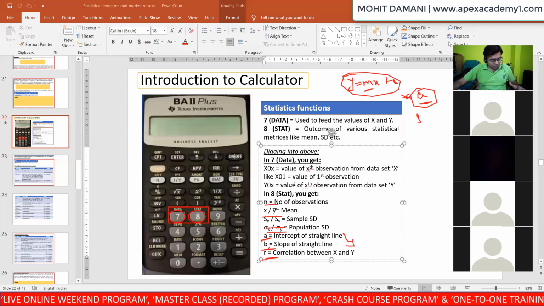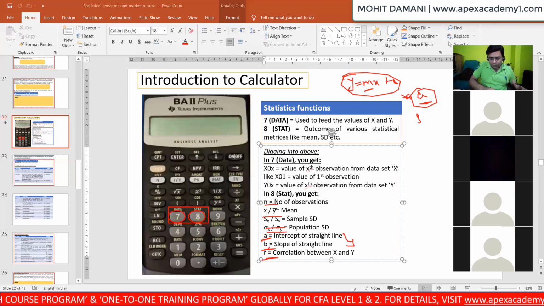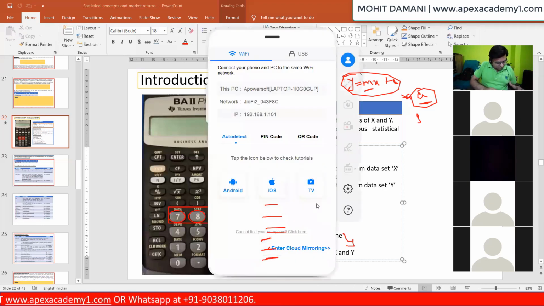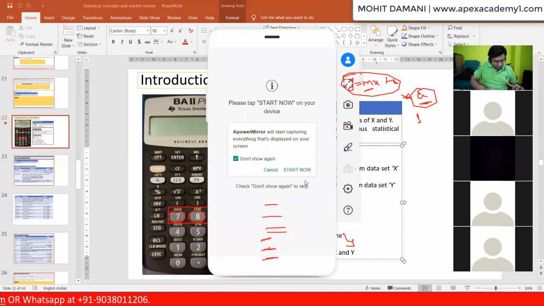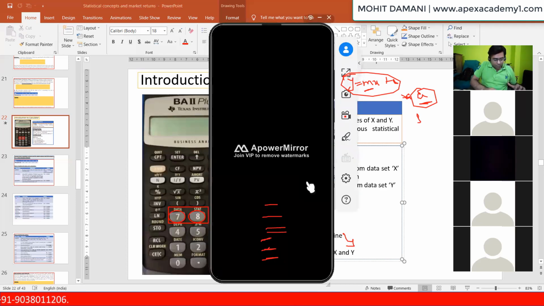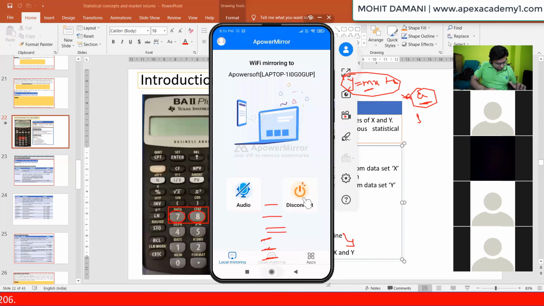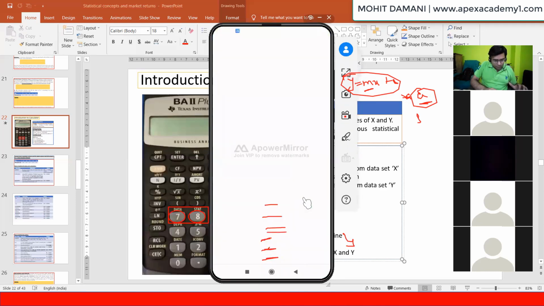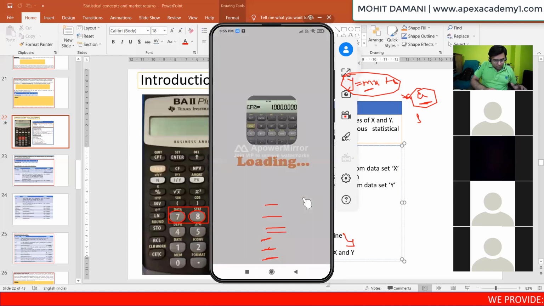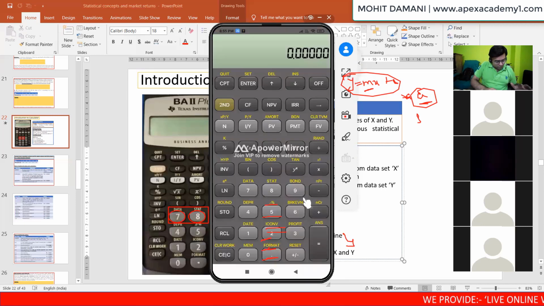Now one second, let me connect my computer. Just give me a second. Let me open my calculator. Okay, mirror phone to PC. Start now. Yeah, it has started. Yeah, it's available now. Thank God.